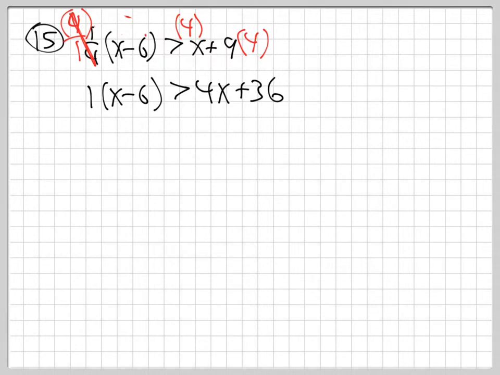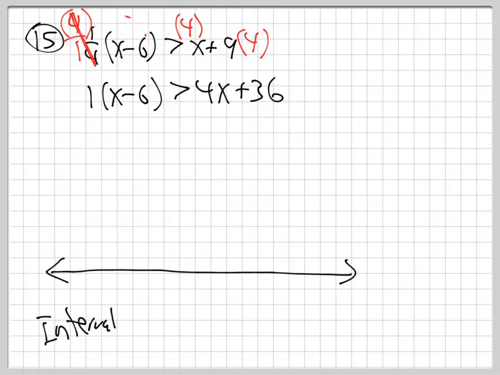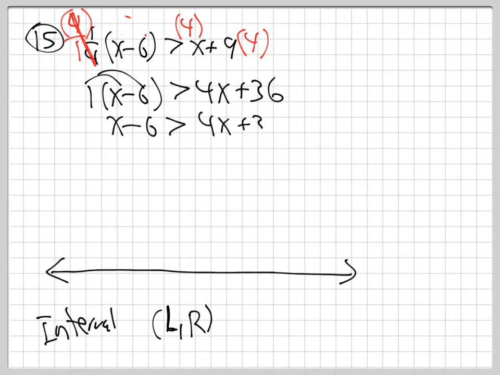Can you take it from there now? Go on and solve for x. So we want a number line. And then we want an interval notation, which means left edge, comma, right edge, huh? All right, so I'm going to distribute here. So x minus 6, 4x plus 36.